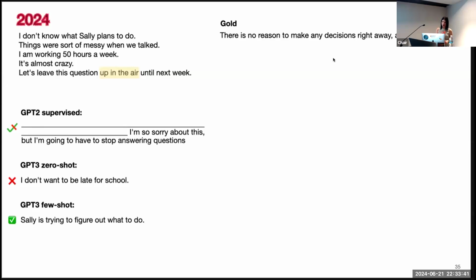GPT-3 zero-shot generated, "I don't want to be late for school," which is wrong because we know they're talking about work. It's unlikely that they're working 50 hours a week while going to school. And then GPT-3 few-shot generated, "Sally is trying to figure out what to do," which is okay, but pretty trivial. It kind of repeats what's already said in the narrative.